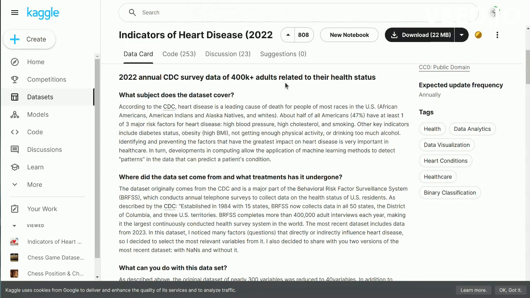This data is the 2022 annual CDC survey of 400K plus adults related to their health status.